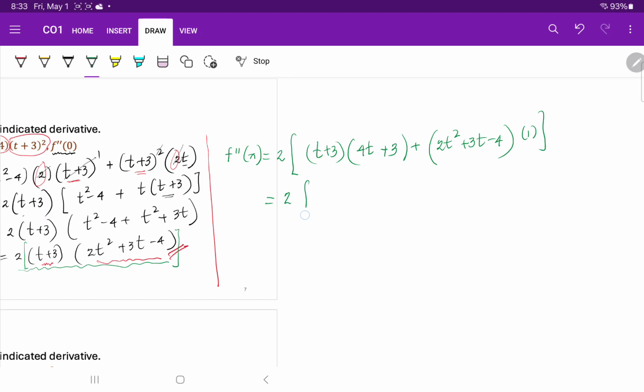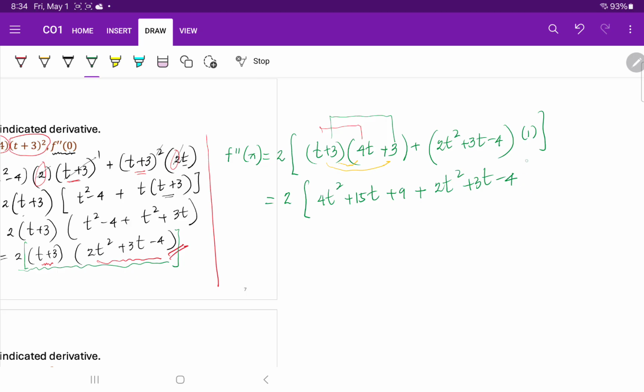And then we simplify. So we have 2 times what? We multiply first this and this one. So we have 4t squared. And then we multiply this. It's 12t plus 3t. Again, 12 plus 3 is what? We get 15t. And then we multiply this too. So that is plus 9. Then, plus distribute the positive 2t squared plus 3t minus 4.